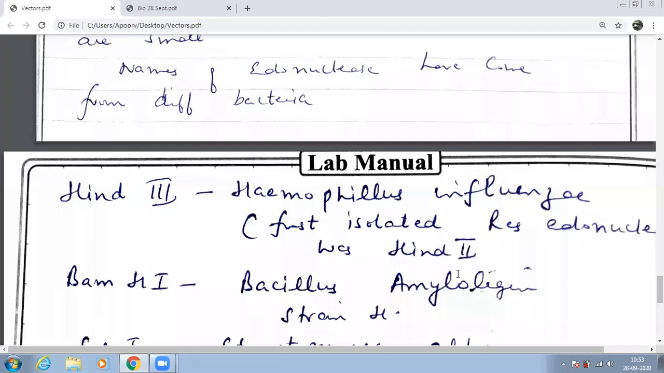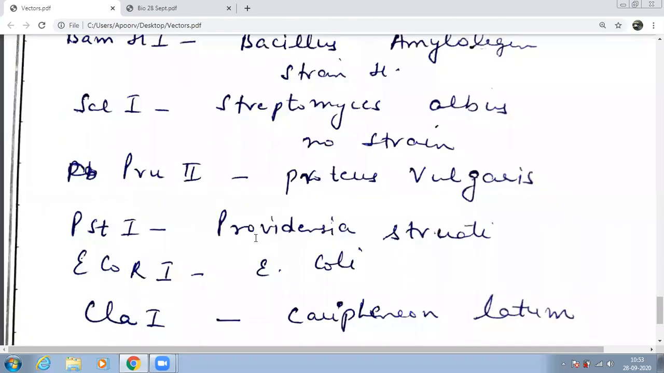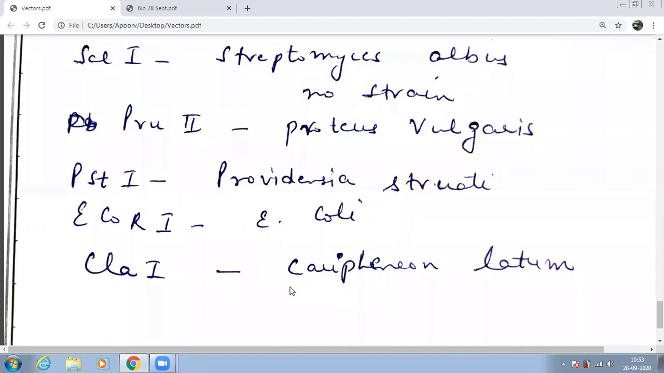After HindII, HindIII was discovered. HindIII stands for Haemophilus influenzae. Then BamHI comes from Bacillus amyloliquefaciens. SalI is Streptomyces albus. There is no strain over here. PvuII is Proteus vulgaris. PstI is Providencia stuartii. EcoRI, I think everybody knows, is E. coli. ClaI is Caryophanon latum.